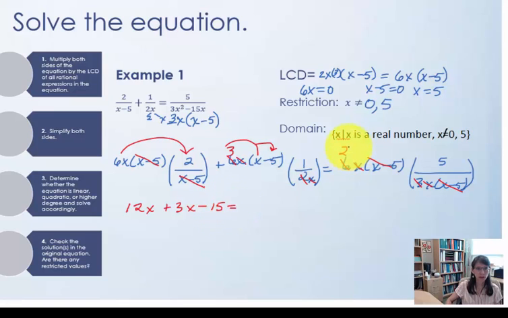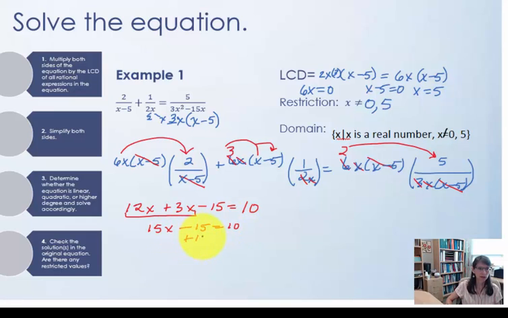Our final term is 2 multiplied by 5. So we have this equation now equal to 10. Scanning the problem, I don't see any second degree terms, so we should end up with something linear to solve. 12x plus 3x are like terms, and that gives us 15x minus 15 is equal to 10.